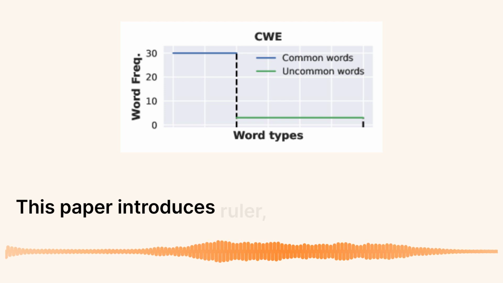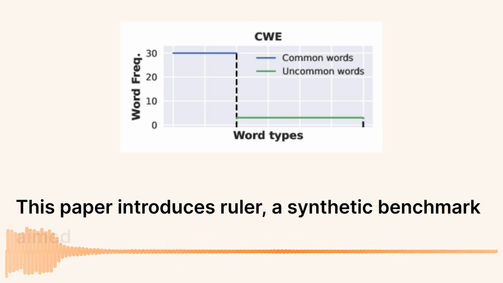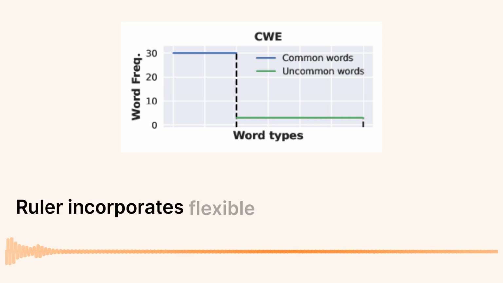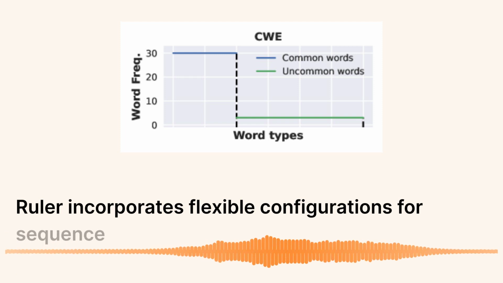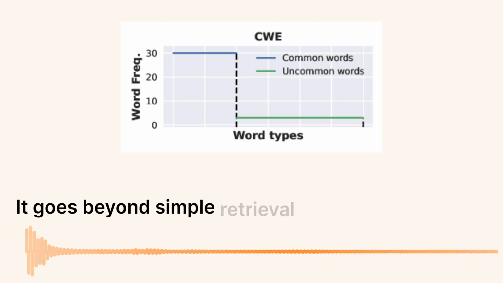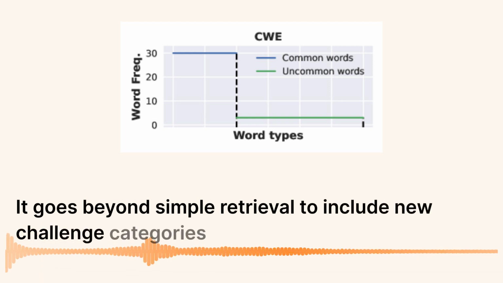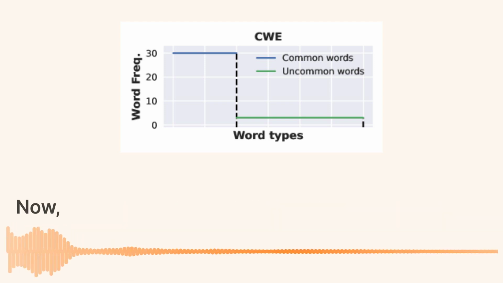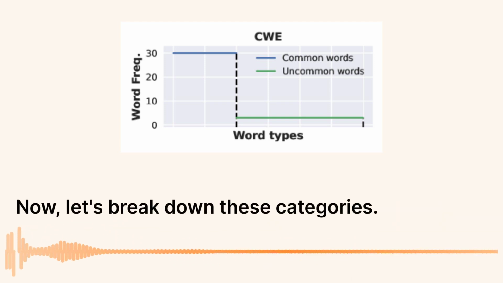This paper introduces Ruler, a synthetic benchmark aimed to provide a more thorough evaluation. Ruler incorporates flexible configurations for sequence length and task complexity. It goes beyond simple retrieval to include new challenge categories like multihop tracing and aggregation. Now, let's break down these categories.